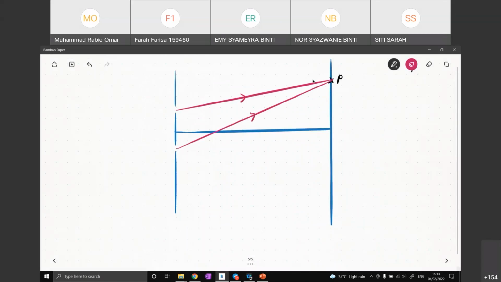So you have to do the vector addition of wave number 1 and wave number 2. Meaning to say, if wave number 1 equals E naught sine omega t, then wave number 2 equals E naught sine omega t plus the phase difference. The reason why is because you can see that there's a difference in path travelled by both light rays.